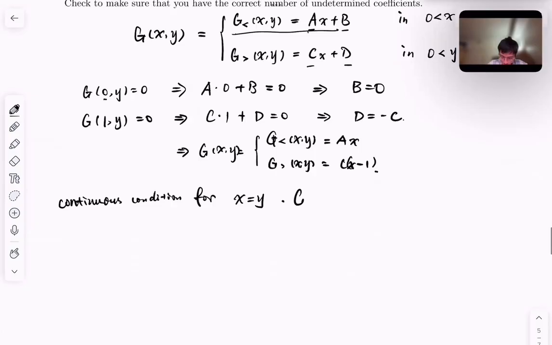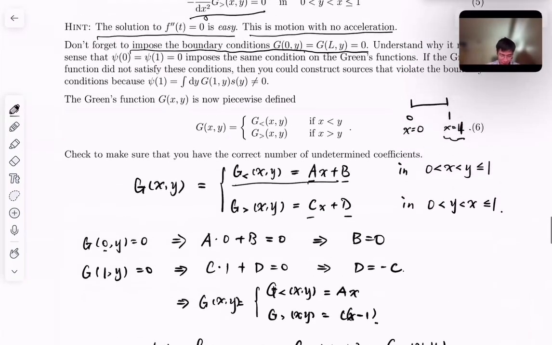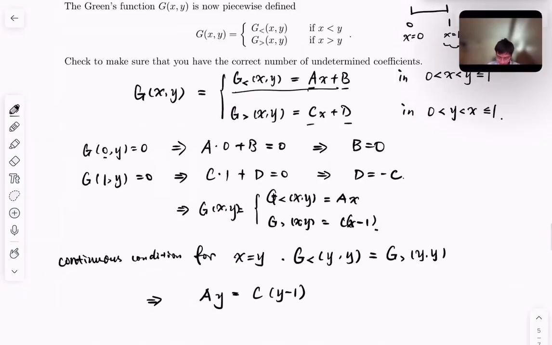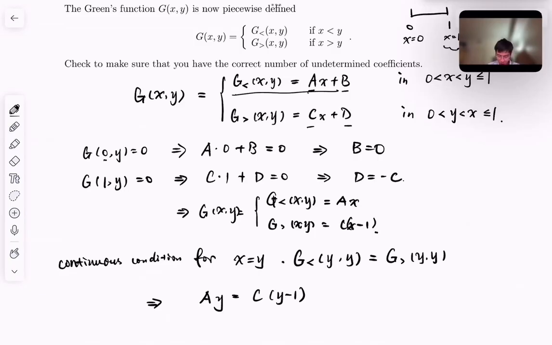That is the equation G less than (y,y) is equal to G larger than (y,y), and we get ay equals cy minus c. Okay, this is the first solution. We had two undetermined coefficients, and there is also one equation for them, so the total number of undetermined coefficients is 1.